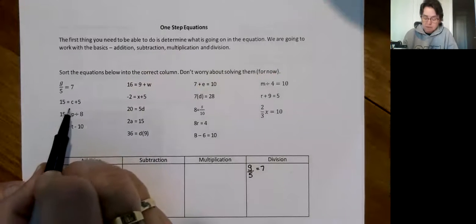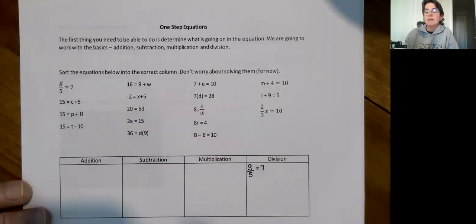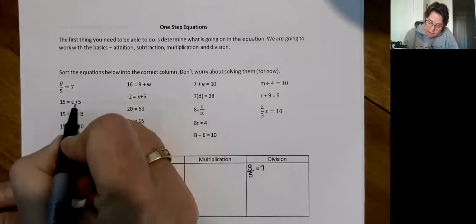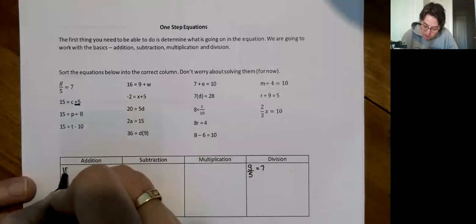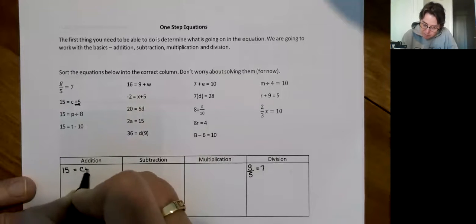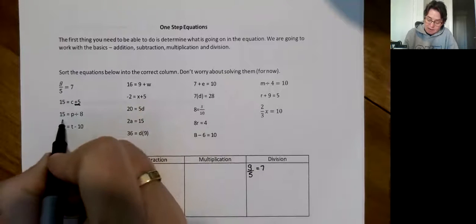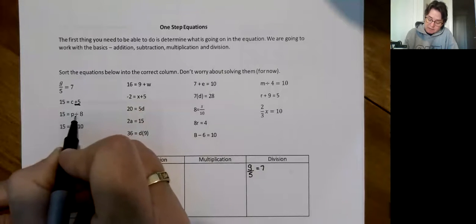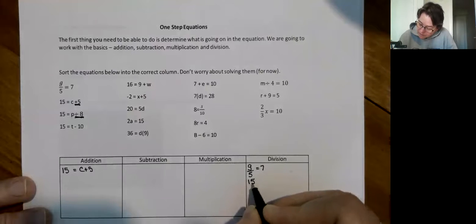Now we've got C. 15 is equal to C plus 5. So what you're looking for is what is with the variable. This is the part that's beside the variable, and you've got something plus 5. So that makes an addition question. That's not so bad. Now 15 is equal to P divided by 8. Key there is, again, what's going on with the variable. So we've got divide by 8. So we can put that into the division column.